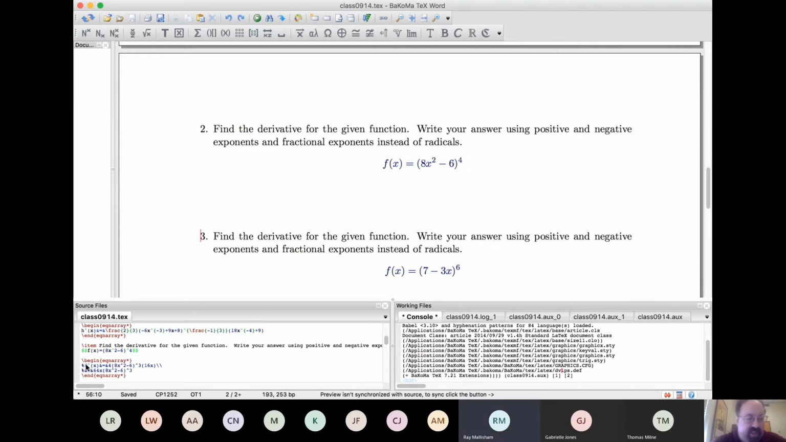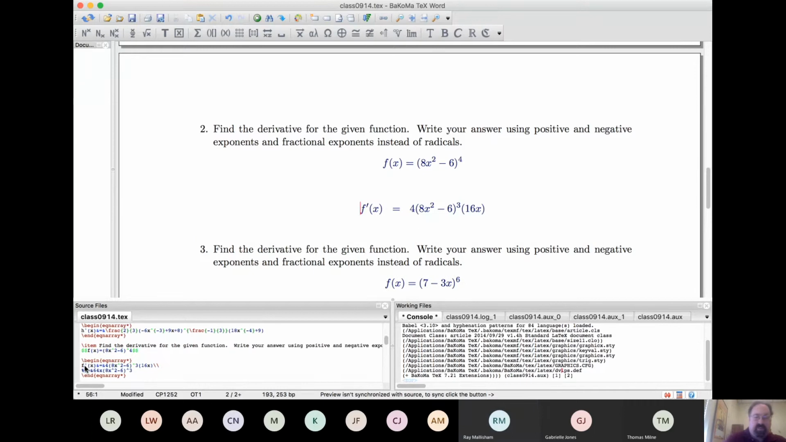And yes, that is exactly what we have here. So 4 comes down, and then we have this raised to a power 1 less than before, and then the derivative of that gives 16x. Now at this point, there's a little bit you could do just to clean things up, because you may have an exponent out here. Whatever you have here, you could put it together.